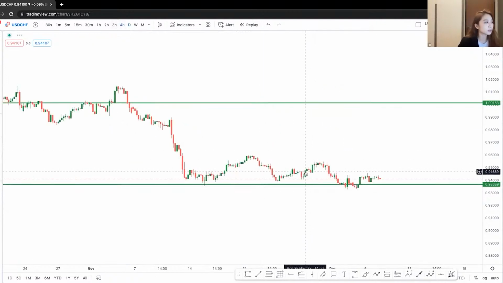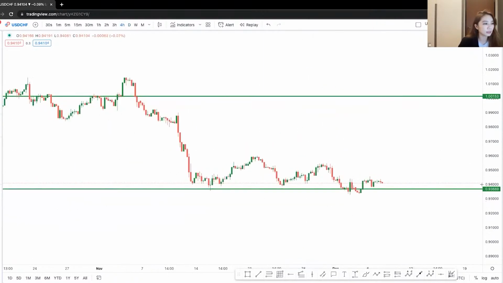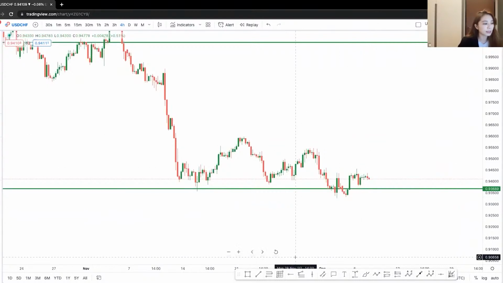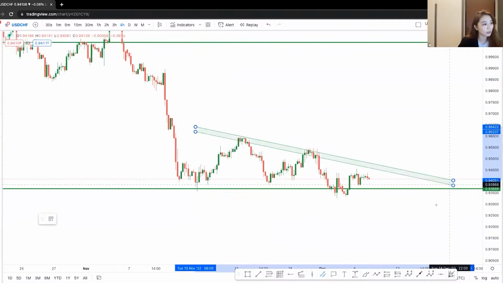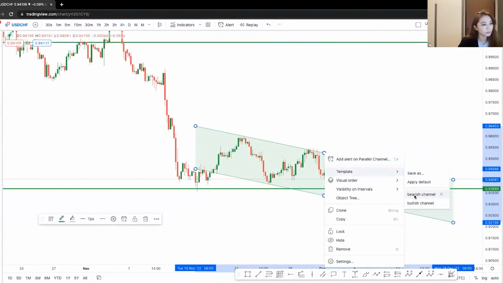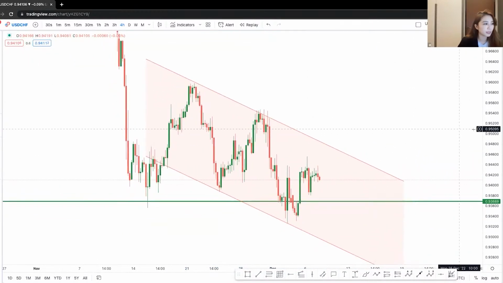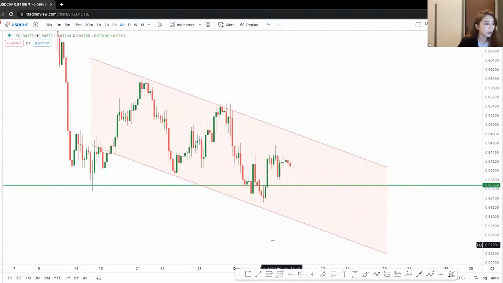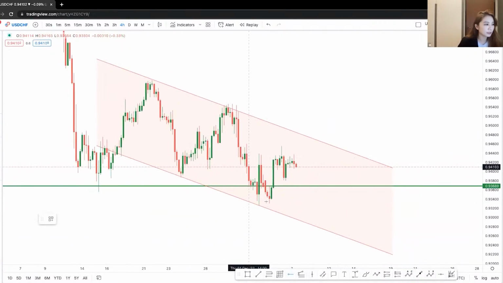However, if you take a closer look in the H4, you can see that it's moving down slightly. We are looking at a potential channel, I believe. Let's try out. Yep, we are looking at a downward moving channel, a bearish channel in this case. However, I would say that currently price is right smack in the middle of the channel.